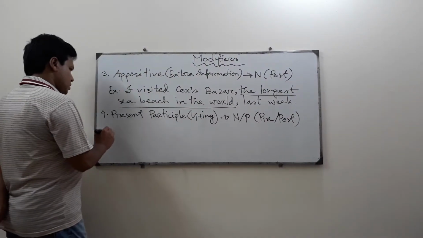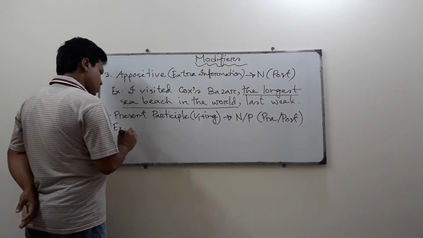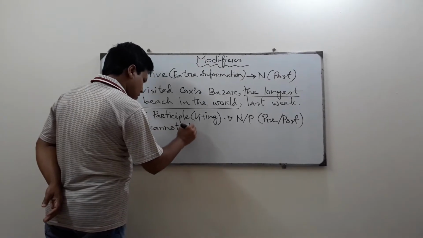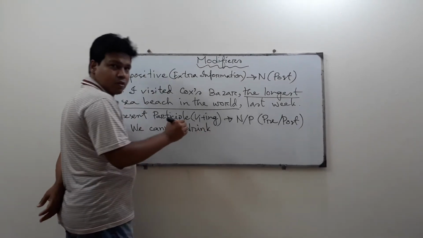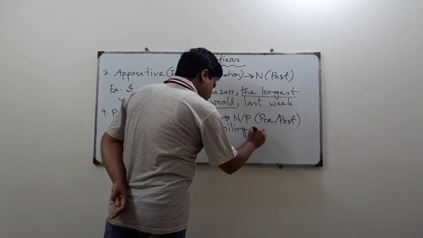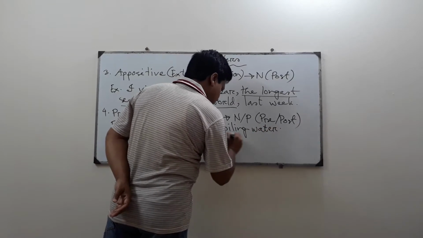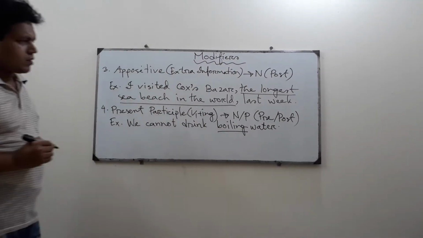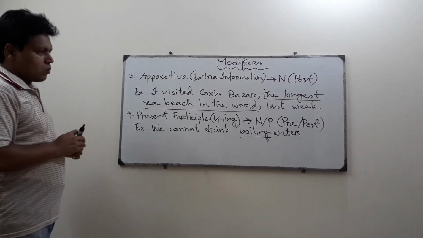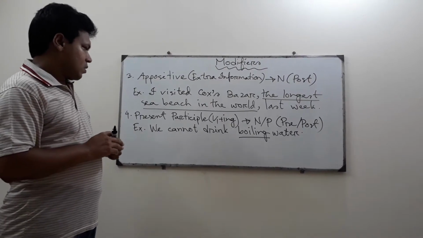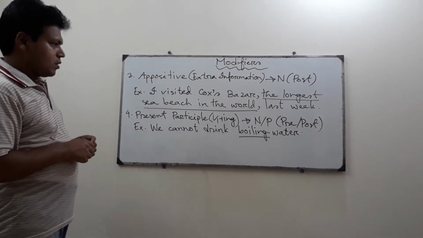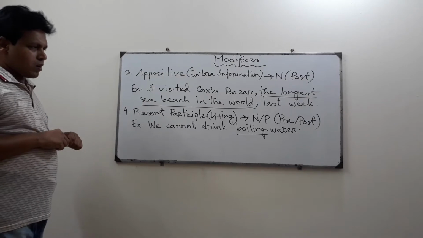Look, example: we cannot drink boiling water. Here the word boiling modifies water, which is a noun. Water is a noun here, and boiling modifies water. Which type of water can we not drink? We cannot drink boiling water. So boiling is a pre-modifier here, which modifies the word water.